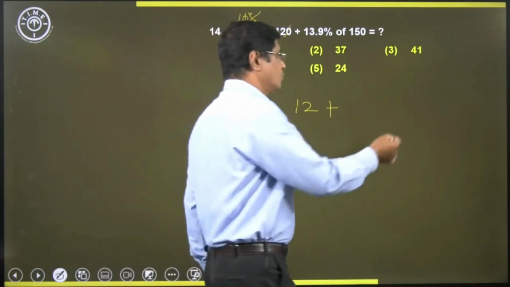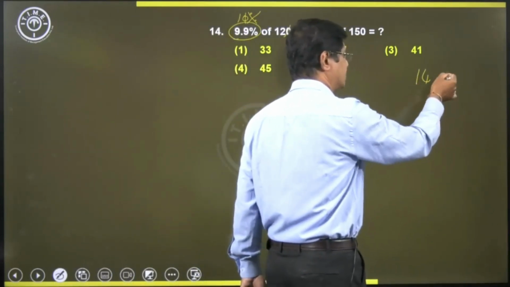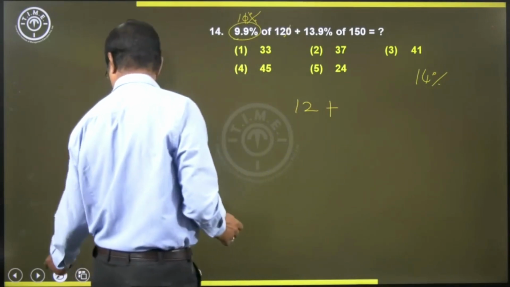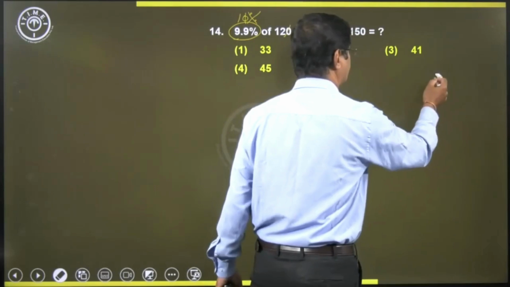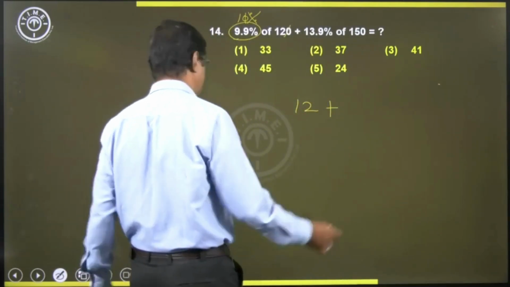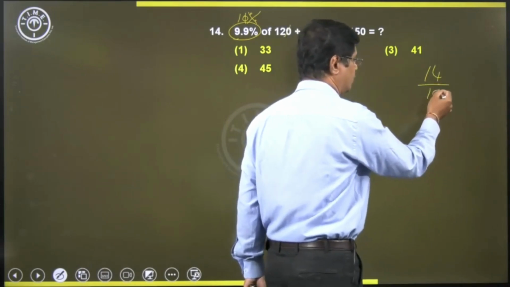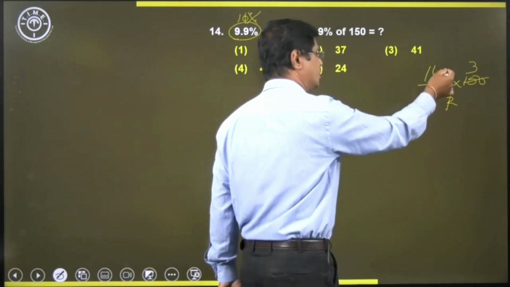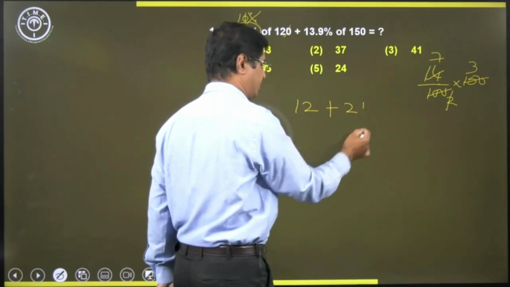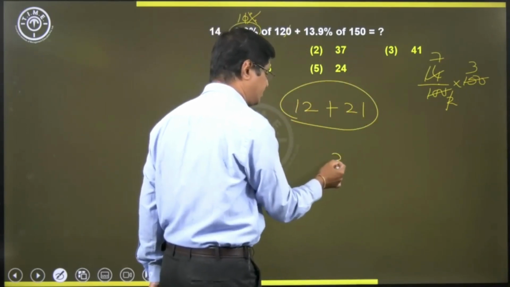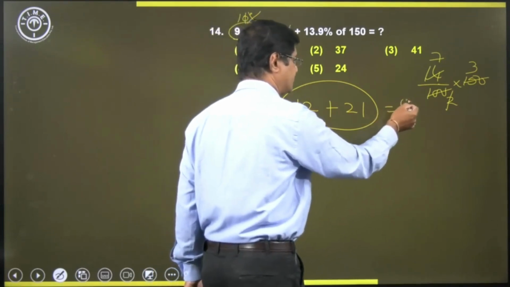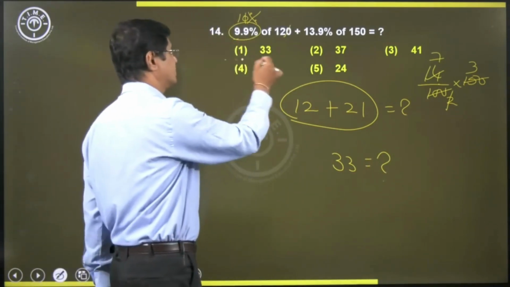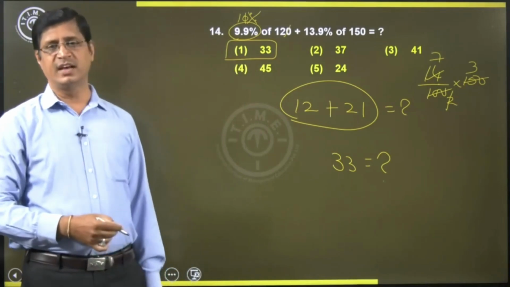Look at the second part. 13.9% means approximately 14%. What is the value of 14% of 150? My dear students, 14% means 14 by 100 into 150. Look at the board please. 7 times, the product is 21. By adding these two, we get 33. That is the value of question mark. Question mark is equal to 33. Right choice, option 1. Choice 1 is the answer for this question.